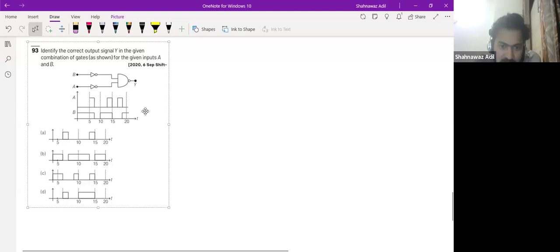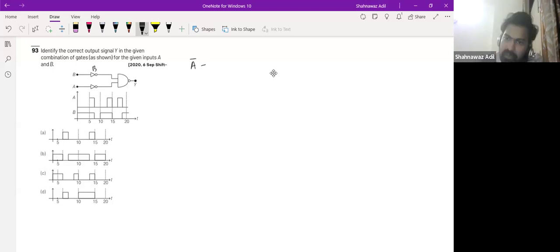Okay, let's check this. Up to 10, or this is something. Let's check this. What is the output of this? We have A bar, and this is B bar. So B bar, A bar, and then multiplied. So A bar into B bar, and then this is A bar bar plus B bar. So this is A plus B. So this is an OR gate, right?